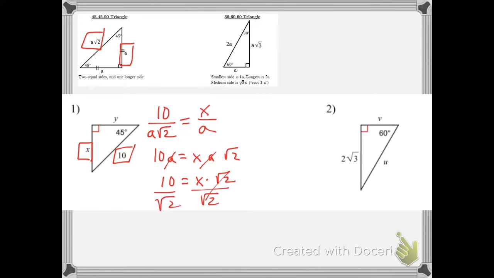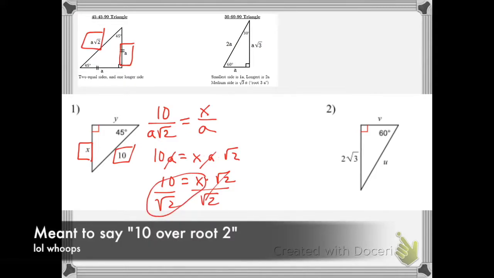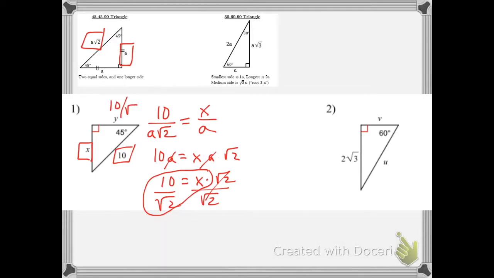And voila. 10 over root 2 is x. Whoops, that's y. 10 root 2. There's x. Well, that's a, or x. That's the exact same thing, isn't it? Those are about the same. So, even less work. 10 over root 2. Fair enough.